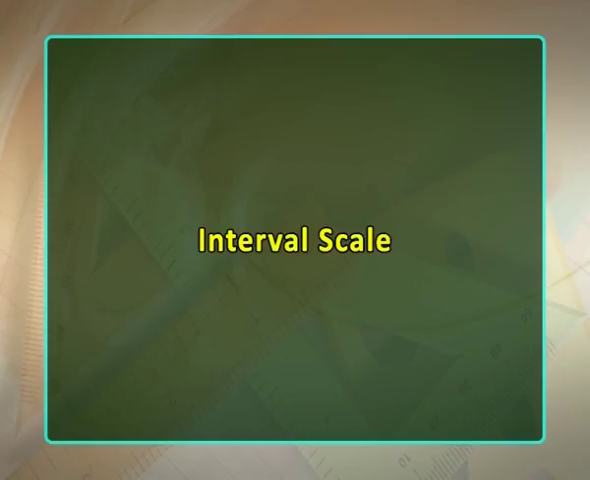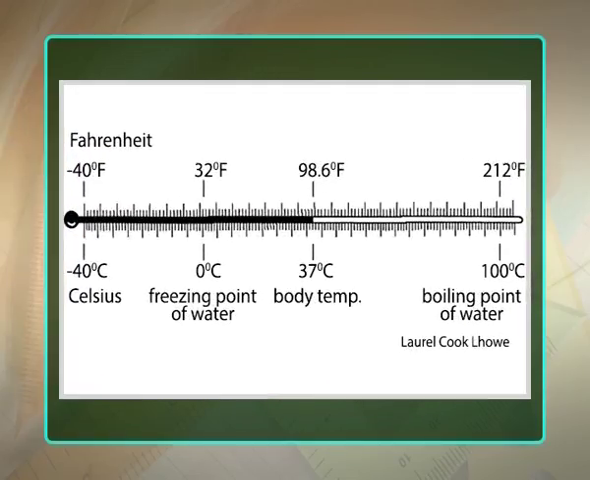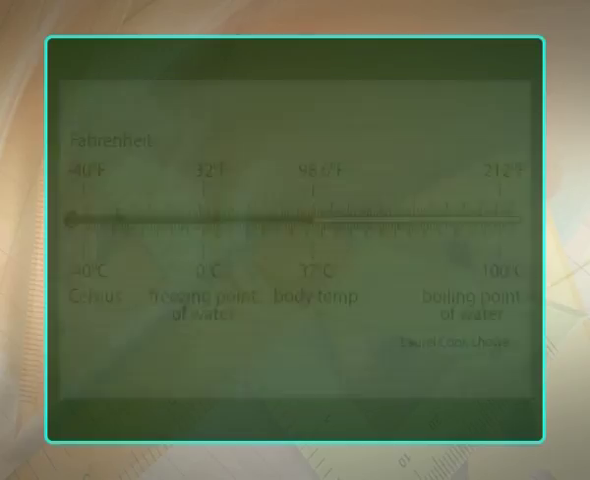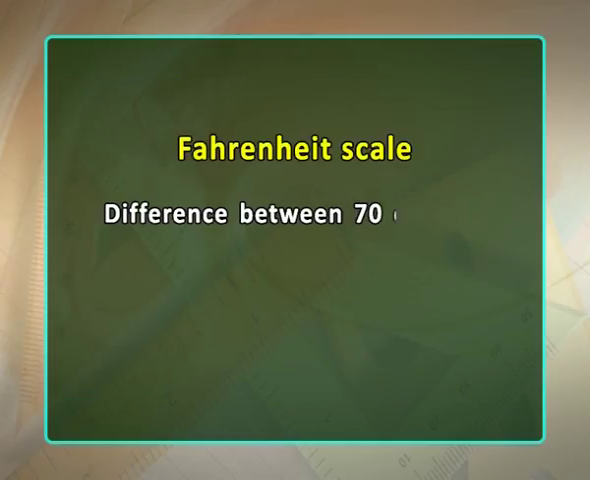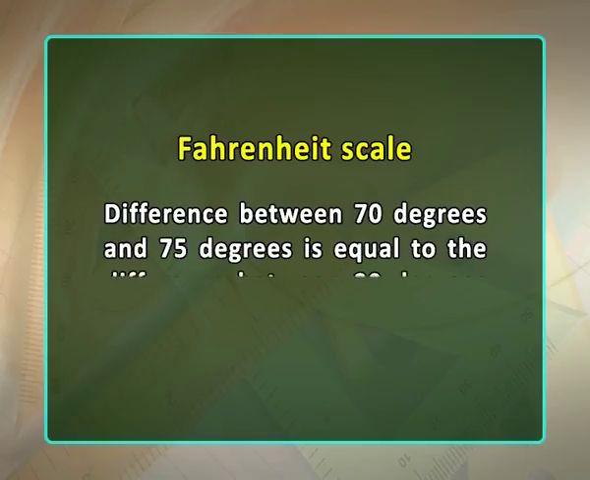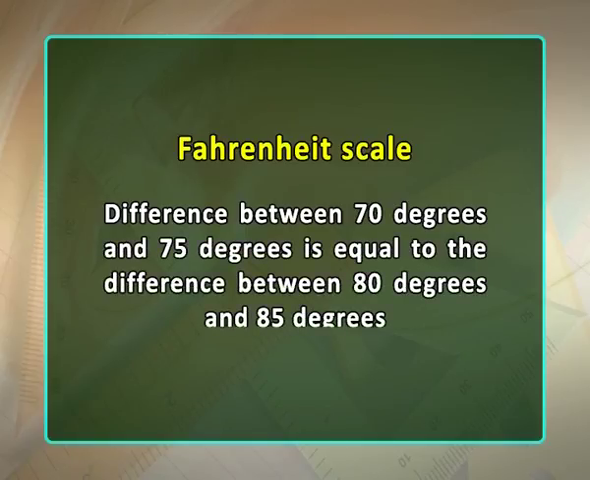Now let's discuss interval scale. With an interval scale, equal differences between values have equal quantitative meaning. For this reason, it can be seen that an interval scale provides more quantitative information than an ordinal scale. A good example of interval measurement is the Fahrenheit scale used to measure temperature. With the Fahrenheit scale, the difference between 70 degrees and 75 degrees is equal to the difference between 80 degrees and 85 degrees. In other words, the units of measurement are equal throughout the full range of the scale.